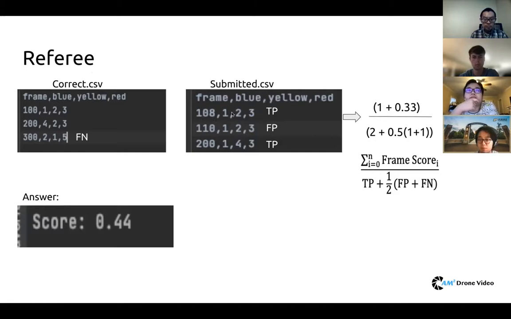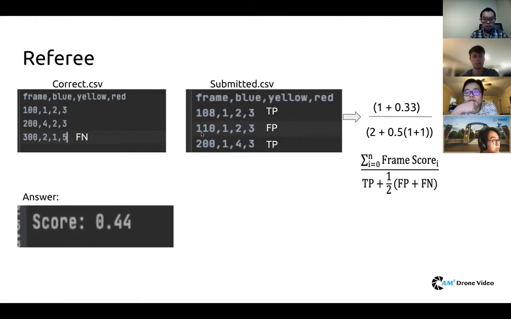And then the program will verify the ball-person pair. As the blue ball is held by person 1, it matches. The yellow ball is held by person 2, it matches. And the red ball is held by person 3, and it also matches. So you'll get 1 point for this frame.